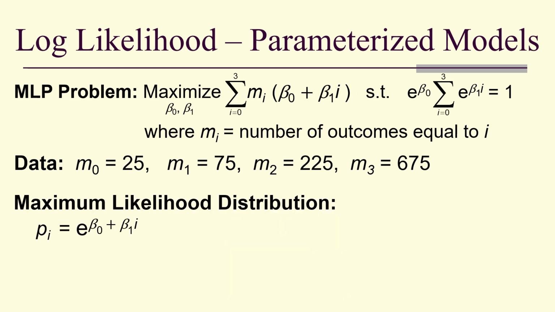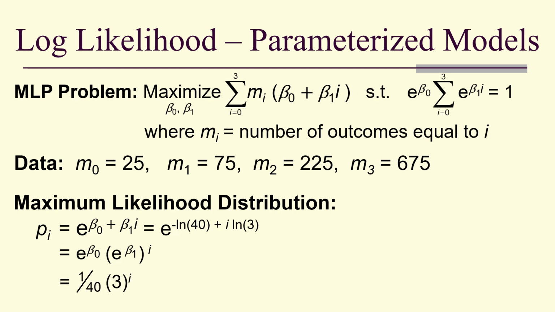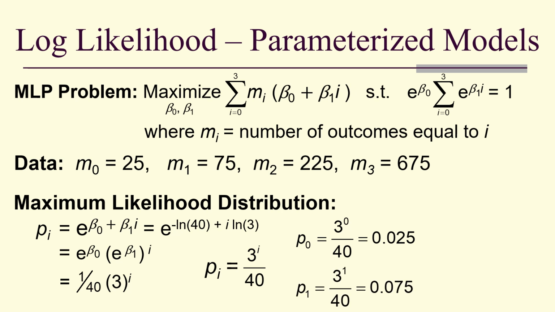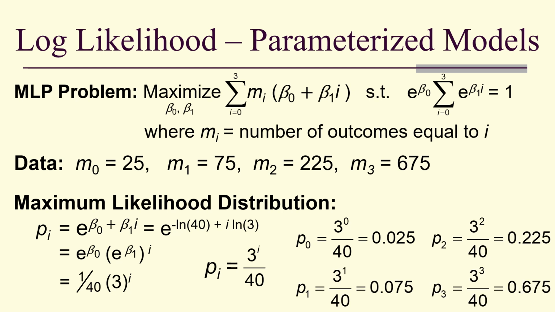So our maximum likelihood distribution is e to the beta naught plus beta 1 i, e to the negative log 40 plus i log 3. Or we could write it in this way, and that would give us 1 over 40 times 3 to the i. So p sub i is 3 to the i over 40. p naught is 3 to the naught over 40. p1 is 3 to the first over 40. And accordingly, p2 and p3.